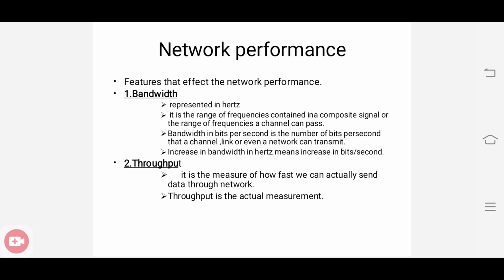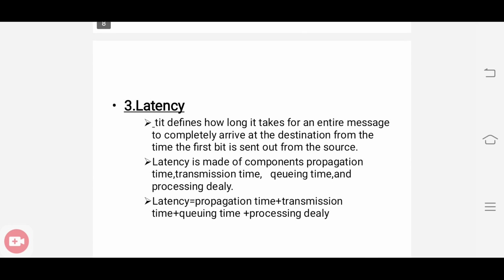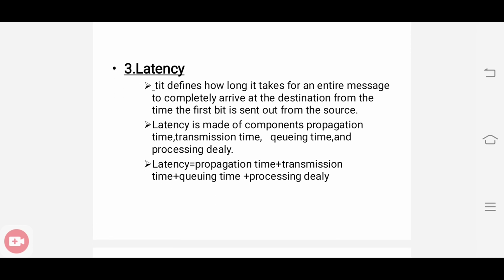And what is the second factor that affects the network performance? Throughput. It is the measure of how fast we can actually send the data through a network. The speed at which we actually send the data over a network is the throughput. It is the actual measurement. Clear?